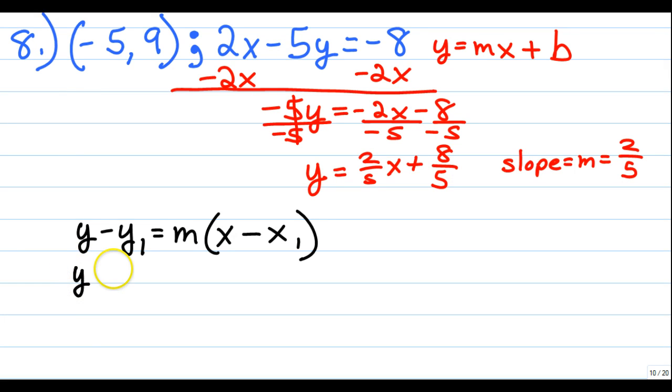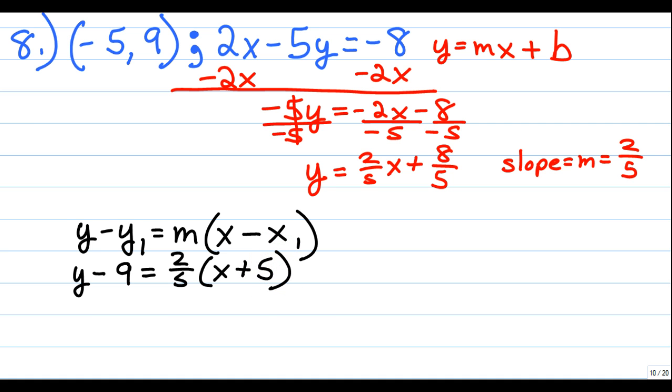We know that our y sub 1 is going to be a 9 from the point given, equals our slope, or m, which we found to be 2/5, times an x minus our x sub 1, which given from our point is a negative 5. This negative 5 and minus sign then creates a plus 5.